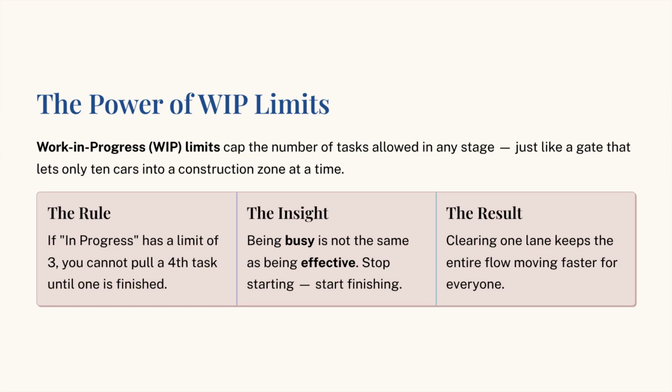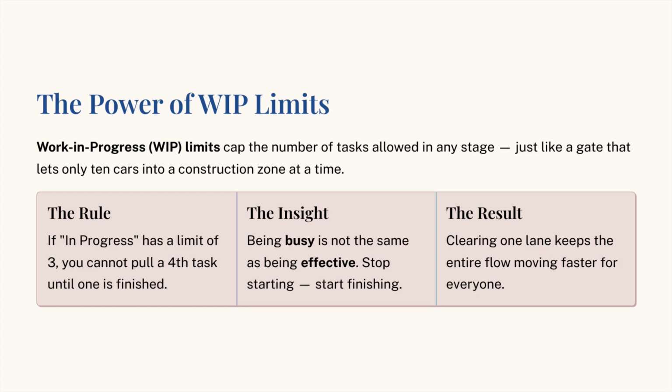The definition is setting a cap on the number of items allowed in any given stage of your workflow. In simple terms, it means you stop starting and start finishing. If your in progress column has a limit of 3 tasks, you are not allowed to pull a 4th task from the to do pile until one of the existing 3 is completed.